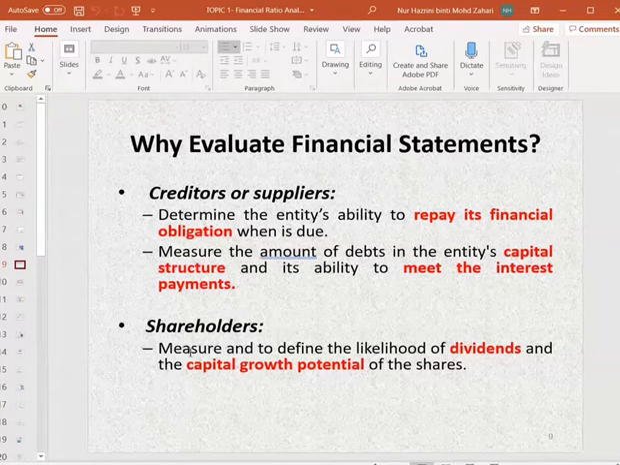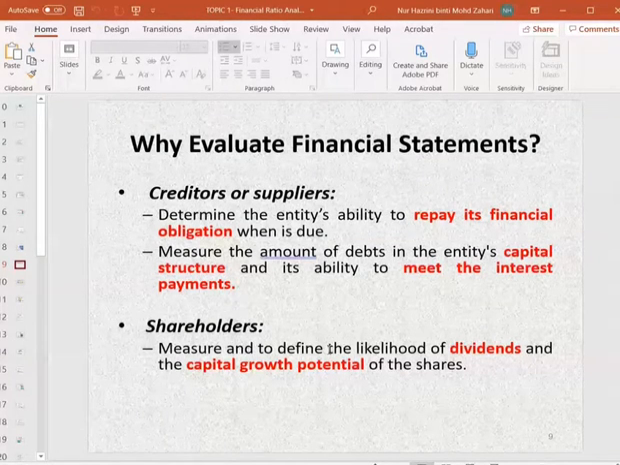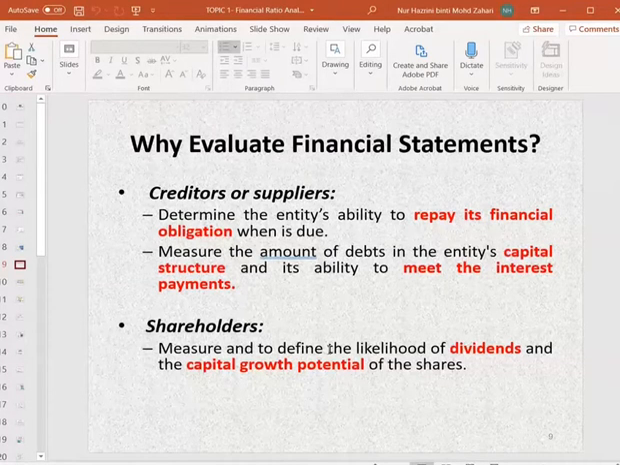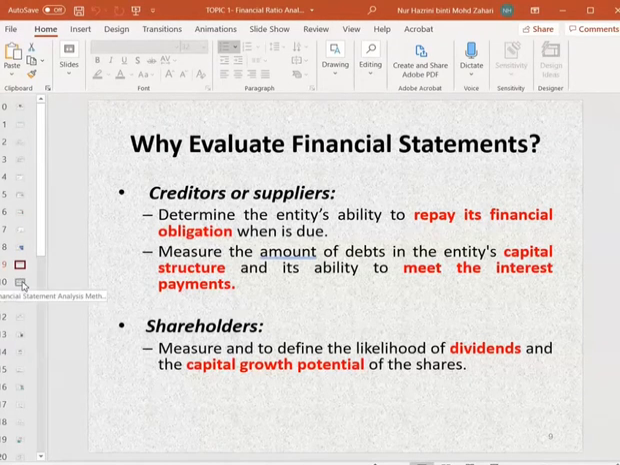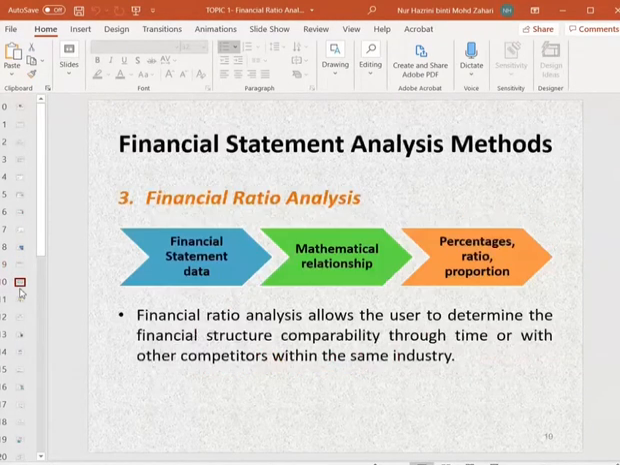For the shareholders, they want to look at how much dividend you can pay, and how much dividend you have paid in the previous years, and how much profit you can generate to pay the dividend. That's what the shareholders want to see.